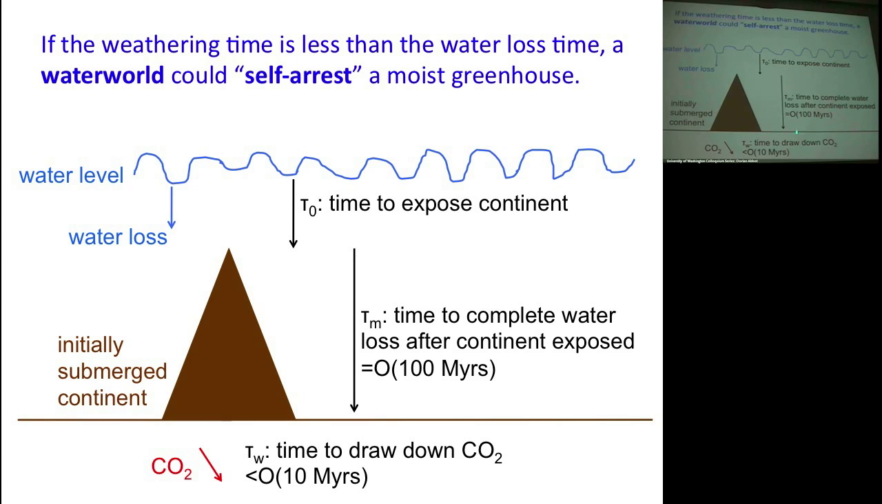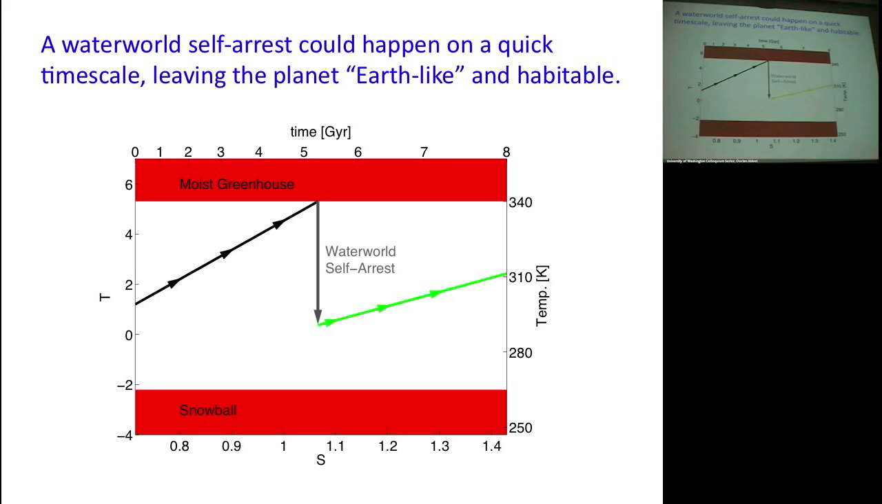So what the combination of these means is it looks like it's at least plausible that you could have a situation where you're losing water in a moist greenhouse, you expose some type of continent or land, and that stops the water loss because you engage land weathering. And so it's a mechanism that water worlds could turn into planets that have a more robust weathering feedback and a wider habitable zone.